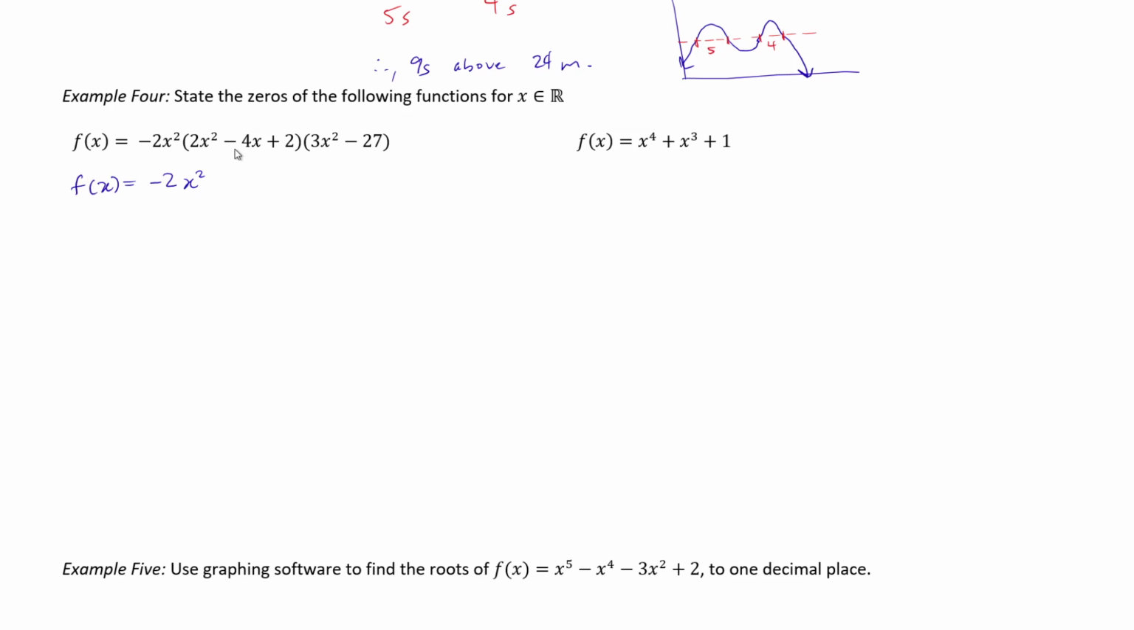If I look at this first bracket here, I'm going to factor out a 2 from that first bracket, and I get x squared minus 2x plus 1. And then from the second bracket here, I'm going to factor out a 3, and then I get x squared minus 9. All right. Multiplying all the coefficients together, negative 2 times 2 times 3 is equal to negative 12. Negative 12x squared, and then I have this right here.